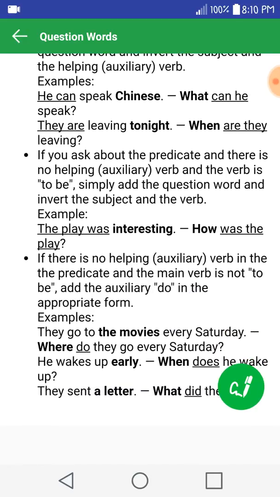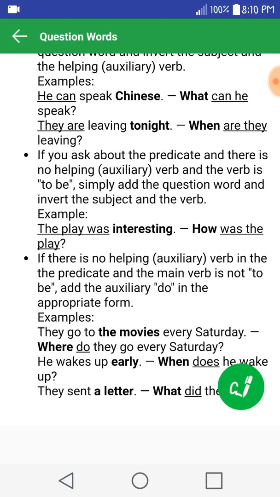If you ask about the predicate and there is no helping verb and the verb is to be, simply add the question word and invert the subject and the verb. And here we have some examples. The play was interesting. How was the play?